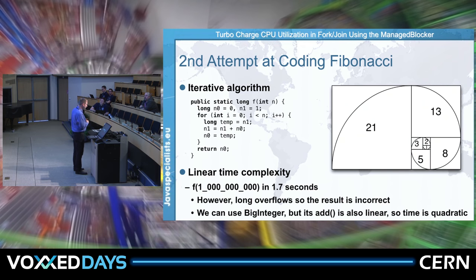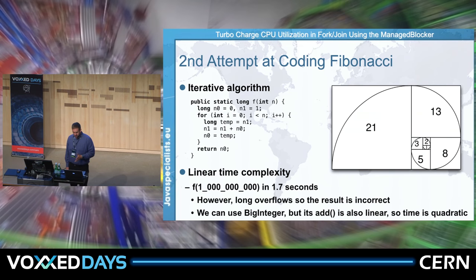working out the next value based only on the previous two values. With this, you could work out Fibonacci 1 billion in a much shorter time, but the number overflows pretty quickly, around about Fibonacci 70 or so. So even though the complexity is good, you'd have to use BigInteger, and with BigInteger the add is also linear, so you end up with quadratic complexity. And so Fibonacci 1 billion would again take a very, very long time to solve.